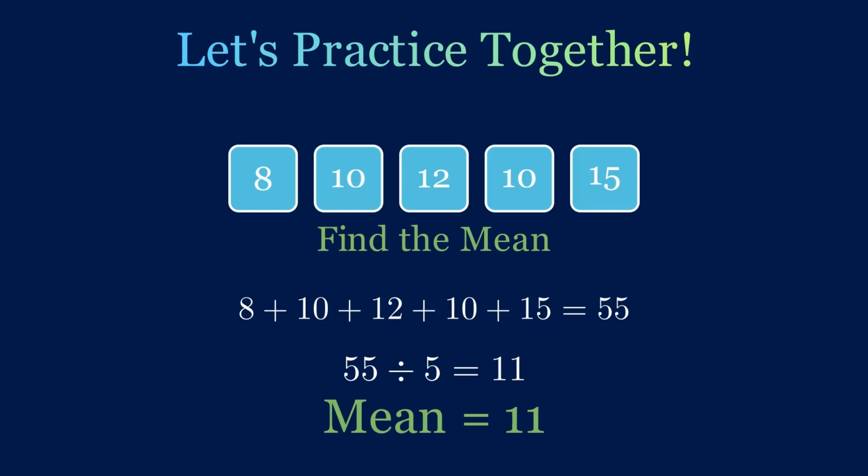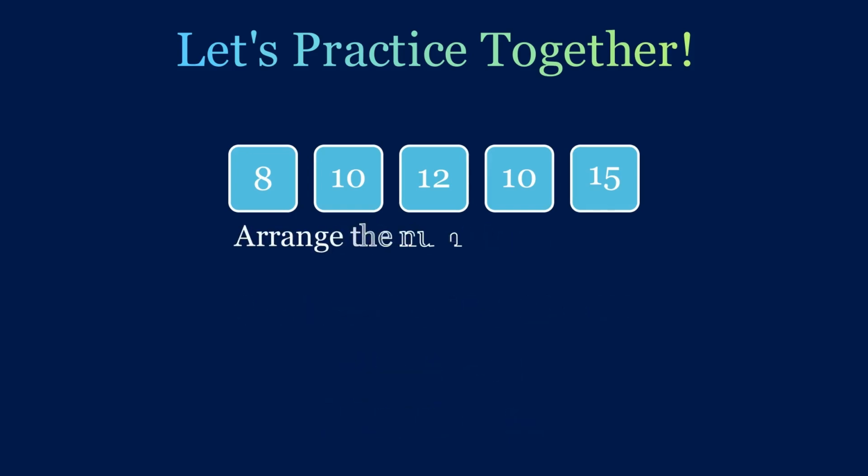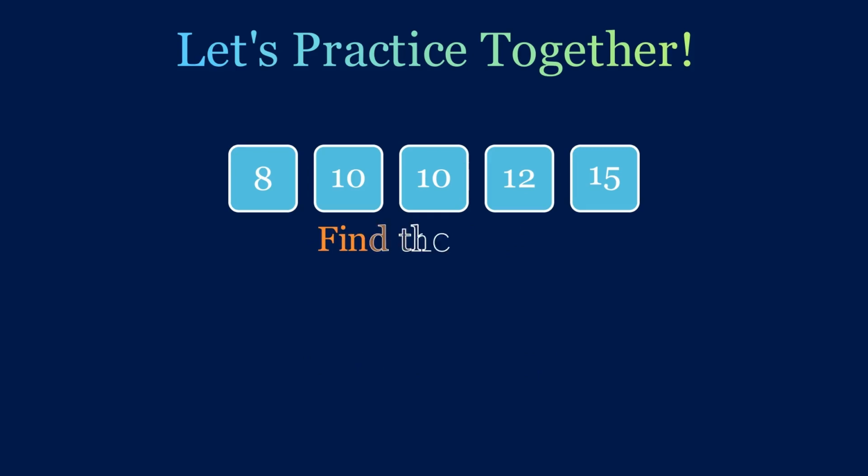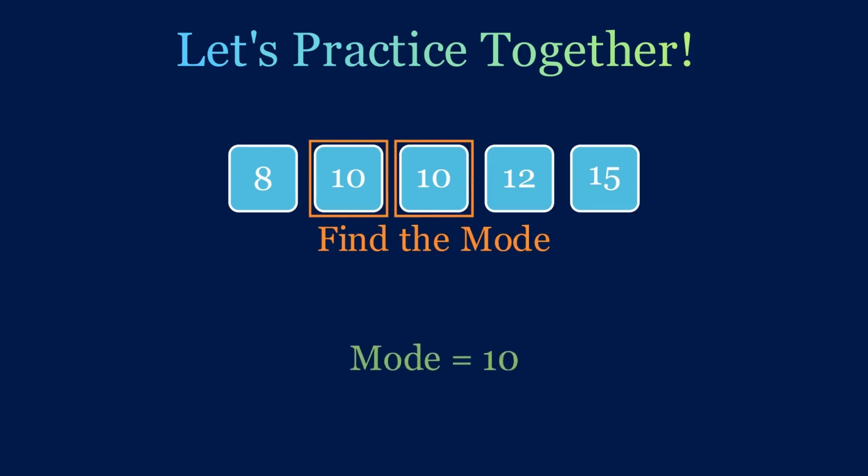Now let's find the median. Before finding the median, we must arrange the numbers in order. The numbers become 8, 10, 10, 12, and 15. The middle number is 10. Therefore, the median is 10. Next, let's find the mode. Which number appears most often? The number 10 appears 2 times. All the other numbers appear only once. Therefore, the mode is 10.